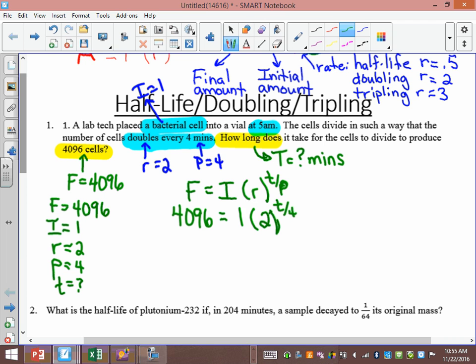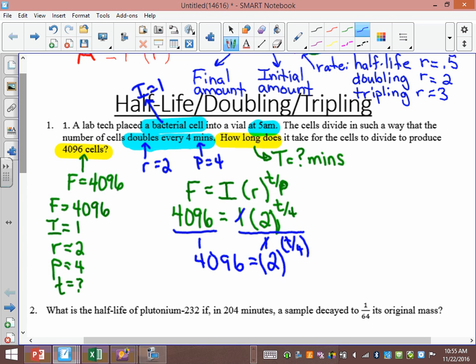What's great about these? We can solve them in our calculator. First step always: this I value, no matter what word problem we are doing, we are going to divide that over. Often it will get you to a smaller amount. We're dividing by 1, so it's not going to do too much to us. But we will always divide that I over before we put it into our calculator. So I'm going to divide by 1. We don't divide the I over if that's what we're finding. So technically we've done nothing, but that's okay. 4,096 equals 2 to the t divided by 4.